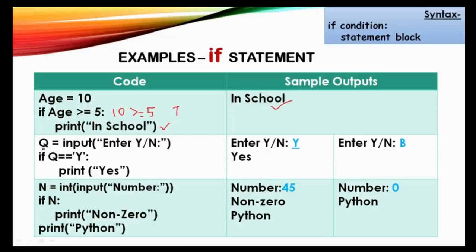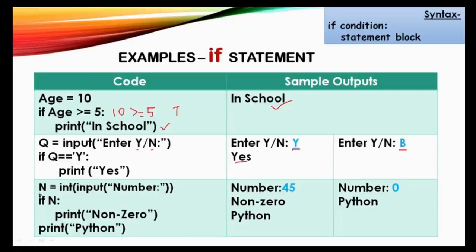Next example: q equals input, enter y or n. It asks the user to input the character y or n. If q equals y, that is, if we input the character y, print s will be displayed. In the sample output, the user inputs y, then s is displayed as output. What happens if a user enters a character other than y? For example, the user enters the character b. There will be no output because only the truth part is evaluated. What should be done if the user enters a character other than y is not mentioned here, so there will be no output.